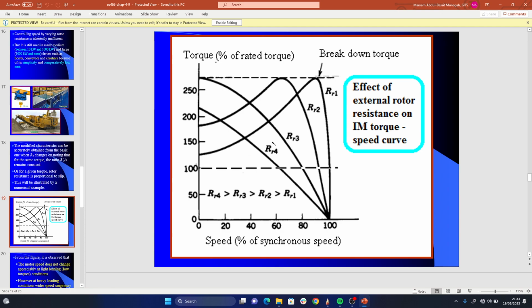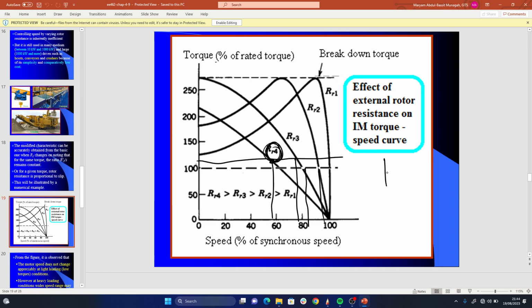R4 is the biggest, right? R4 is the biggest. That means that at a certain specific torque, increasing the rotor resistance reduces the speed. So the higher the resistance, the smaller the speed, as you can see here, because it increases the slip.